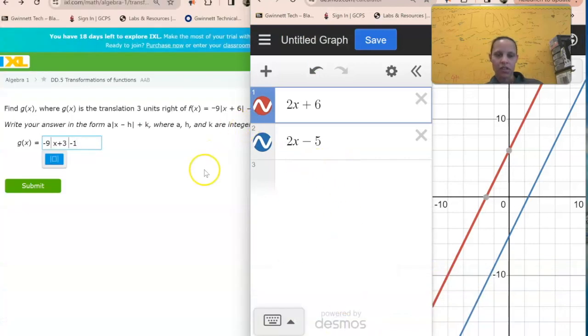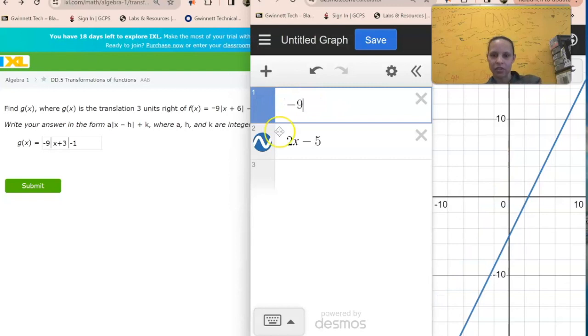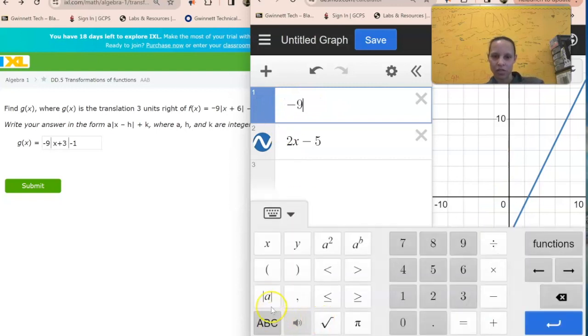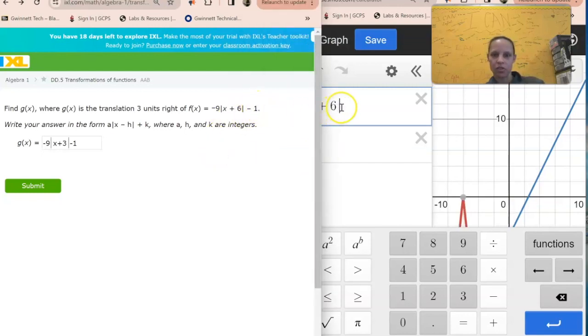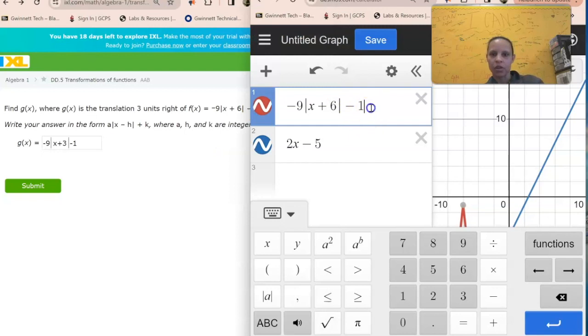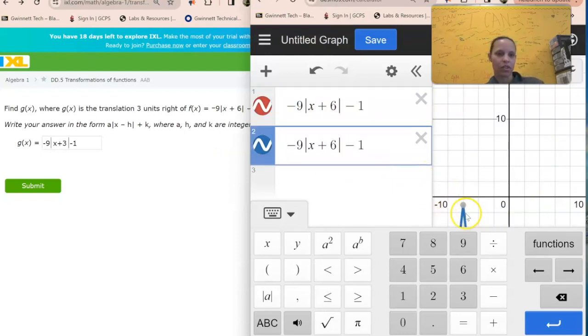All right, so let's check this. And remember, it doesn't like the IXL's absolute value, so you're going to have to type it in. So let's type it in absolute value, close of x plus 6. So I'm typing in this original equation, -1. And then my answer choice that I think it is. So remember, this needs to move to the right only 3. And I now think this is going to be +3.